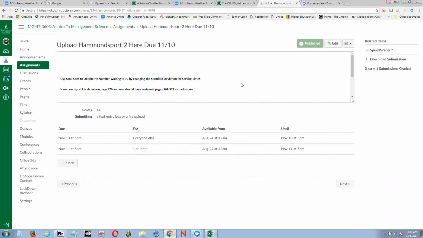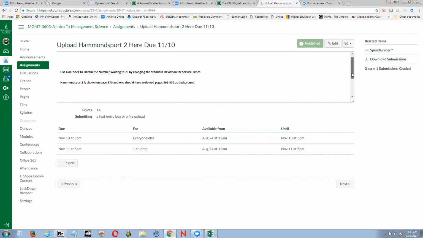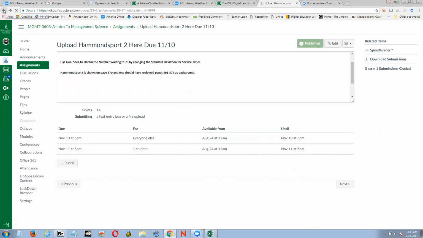That random number we multiply times the difference between the largest and the smallest gives us a sort of standard deviation, because it mimics that, for all intents and purposes. Now, Hammond's port 2 is on page 570, and you should really review pages 561 to 572 as background. So you'll want to do that. That's due on the 10th, which is Friday. So that's the assignment that you have. You're just doing some more manipulating of those variables.